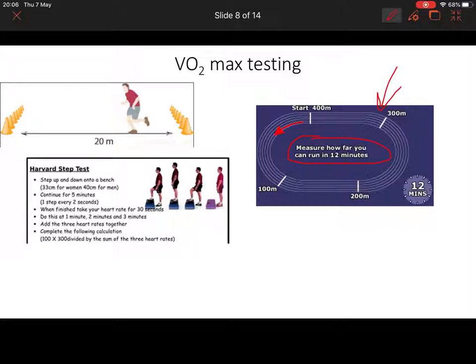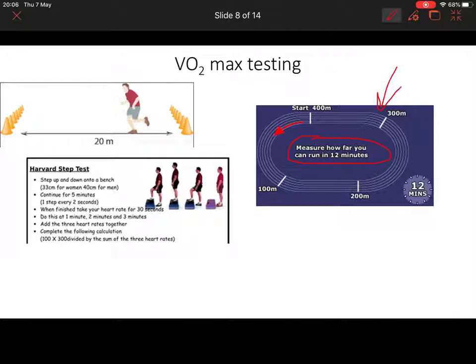Now, when I was teaching BTEC sport at my previous college, one of my former students who ended up on Love Island last year decided that she didn't want to run it. She said, "I'm not running it, I'll just walk." And in a way, she did actually have a point. Even though it's called the Cooper 12-minute run, you don't actually have to run. Okay, it's how far you can travel in 12 minutes.